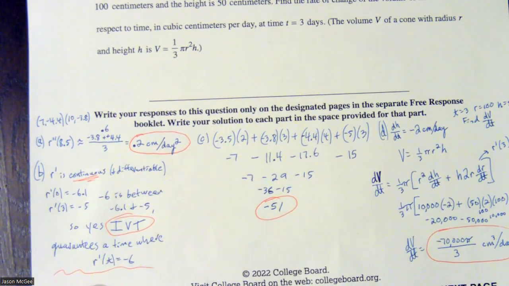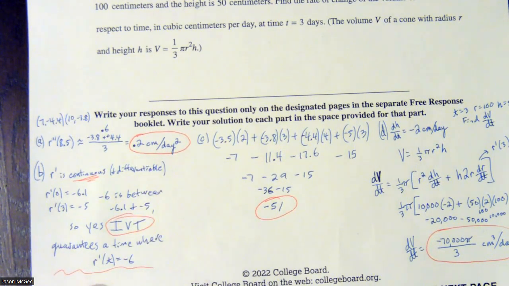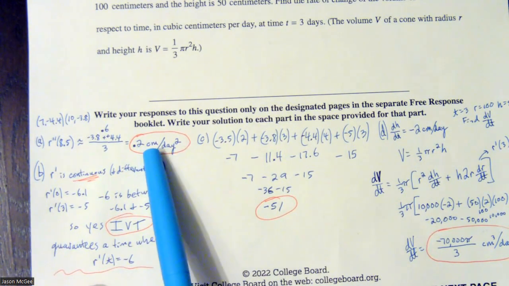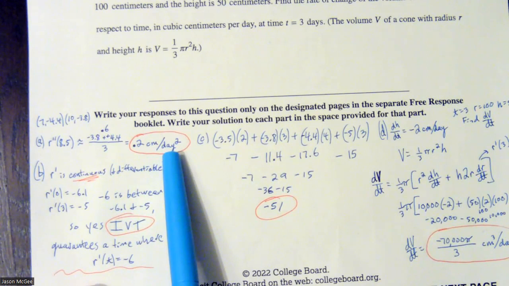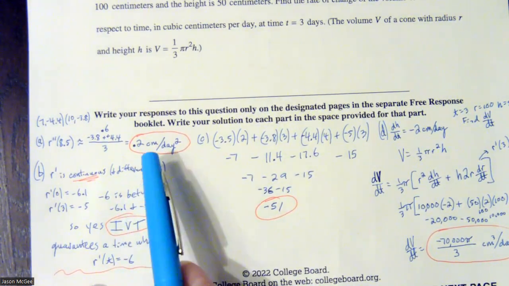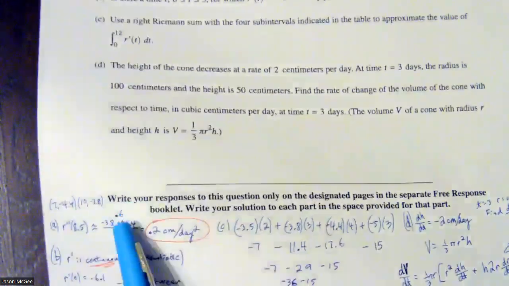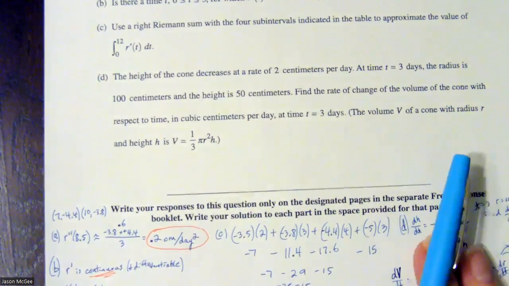And since you're going from a first derivative to a second derivative, like from a velocity to an acceleration, you're going to have that centimeters per day squared type of units for the acceleration right there. So there we go for part A. And it does ask for the units of measure there and show the computations that lead to your answer. So just show the work there like I did for you.